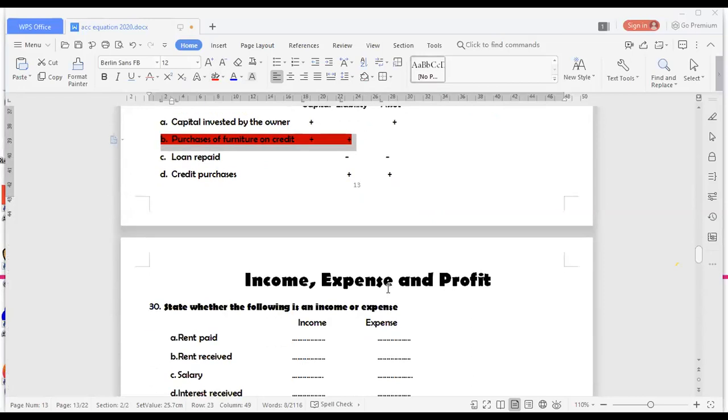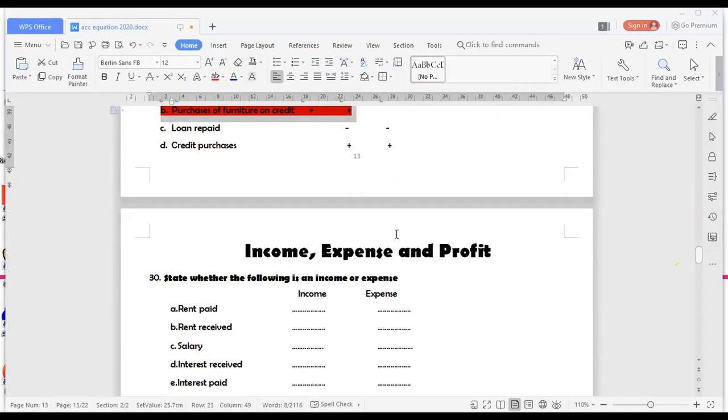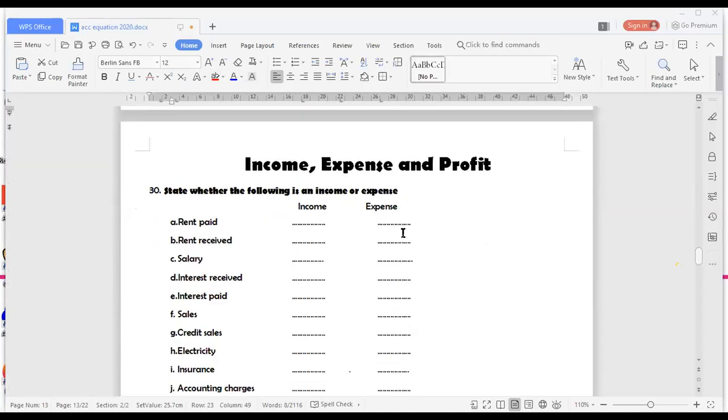Right. Now we are coming to the next area, income, expense and profit.